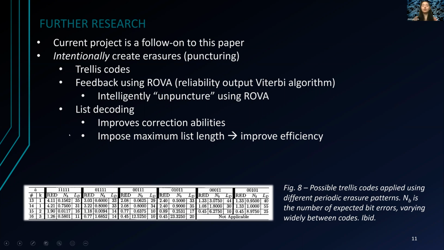We also want to add list decoding, which is basically a very good way of correcting errors because it gives all of the possible inputs that could occur from the output we see. It improves our correction abilities, but because you have to compare to so many different options, it is very inefficient. So we're looking to impose a maximum list length to improve that efficiency, which basically will cut down the number of possibilities we are comparing to, since we assume that if we are flipping too many bits, we're probably creating more errors than we are correcting. We can therefore ignore a lot of those options.